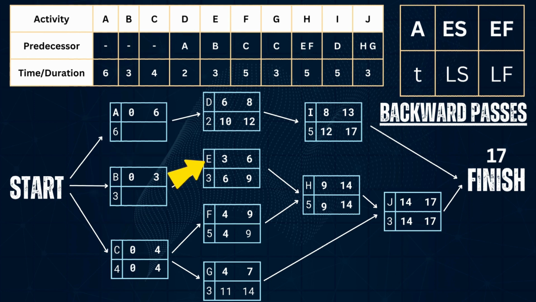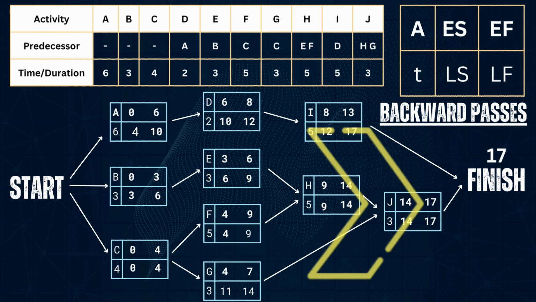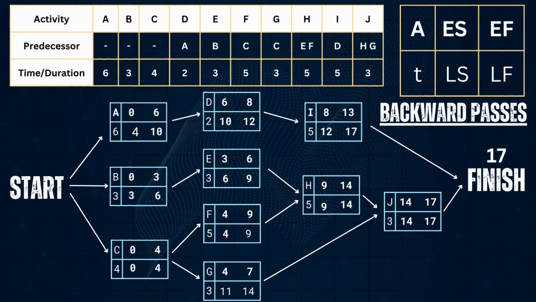Activity B has one successor, E, with the latest start of 6. So, the latest finish for B is 6 and the latest start will be 3. For the last activity, A, with the successor D with the latest start of 10, the latest finish of A is 10 and the latest start will be 4. The forward pass and the backward pass are now complete.